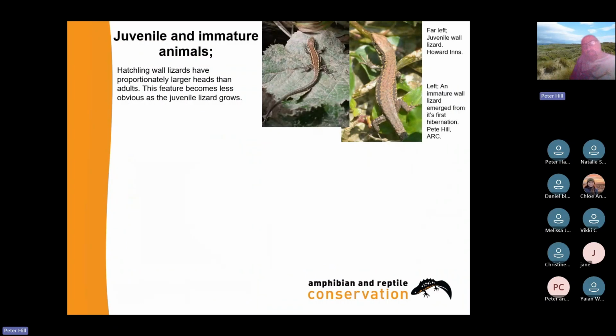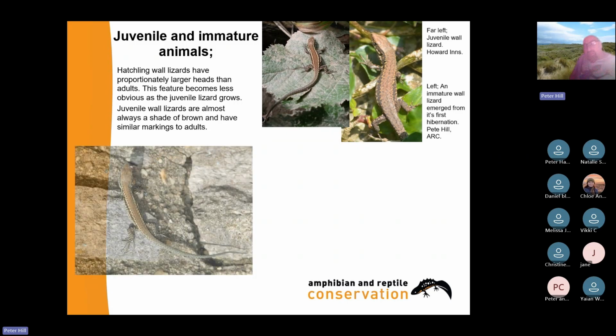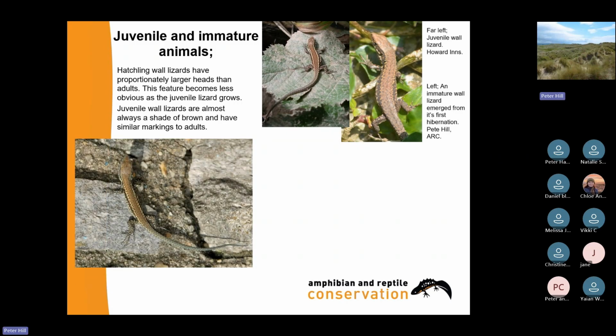Juvenile wall lizards, you can even see them basking in December if the temperature's 10 degrees, which I've done at numerous sites where they occur. There's an immature or juvenile on the right that I photographed on the Gower. That's been through a hibernation. On the left there, that's a newly hatched wall lizard.